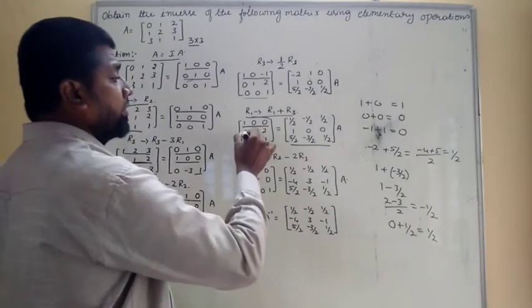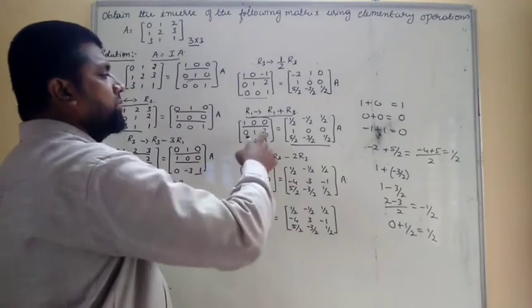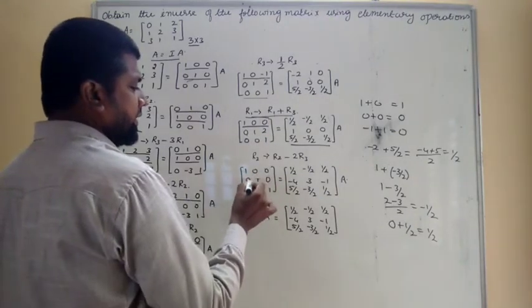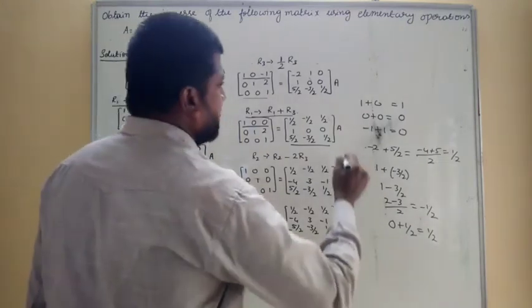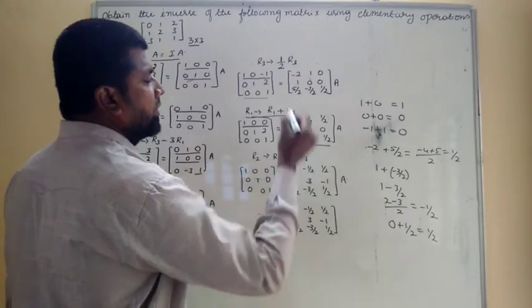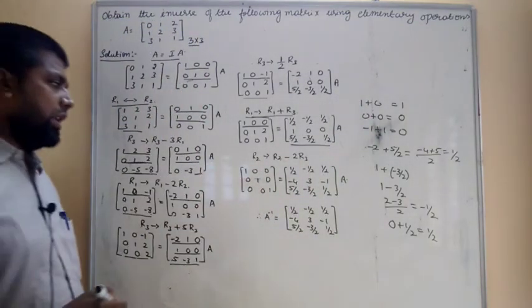The next, last step. In the second row there is 0, 1, 2. The 2 should be 0. So let us write the first row as it is, 1, 0, 0. Then we have to change the second row. Second row changes to R2 minus 2 R3.